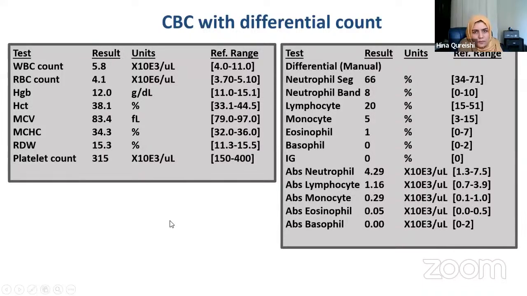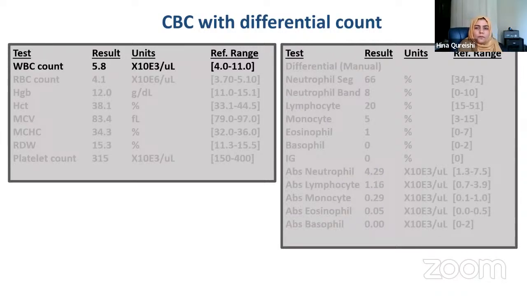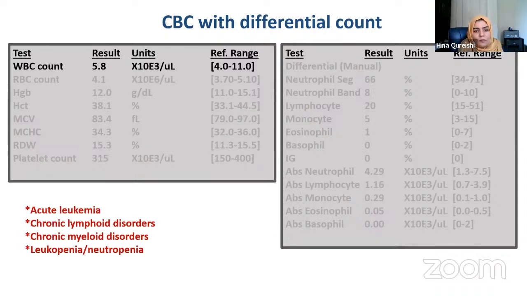And all of these give us different types of information. So let's just focus on the white blood cell count for a little bit. The white cell count gives us information about different diseases. And most commonly, you'll see changes in the WBC in patients with acute leukemias and chronic leukemias, chronic lymphoid disorders, chronic myeloid disorders, leukopenias, and neutropenias. So I'm talking in the setting of heme path, but you can see white blood cell changes in a lot of other reactive conditions as well, for example, in infections.